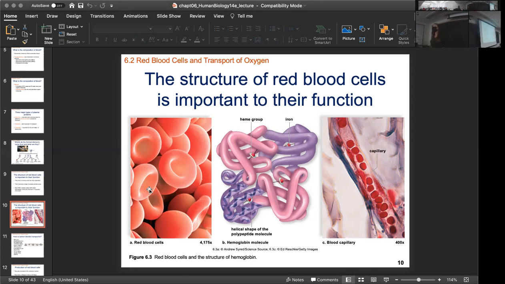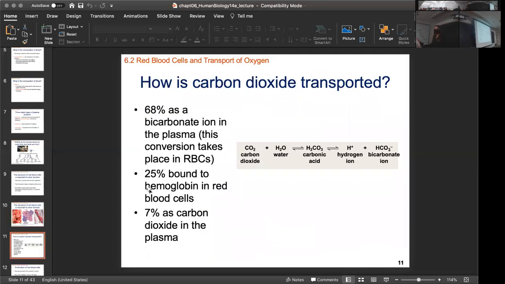This is talking about how carbon dioxide is transported. So there's carbon dioxide in your body, and it's in different forms. The first one, it says 68% is transported as a bicarbonate ion in the plasma. This conversion takes place in red blood cells. A bicarbonate ion means that it's charged. This is what a bicarbonate ion looks like over here on the slide, okay? That's 68% of where our carbon dioxide is in our body, so that's most of it.